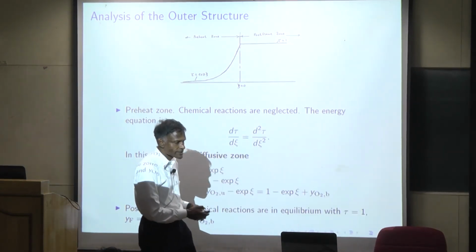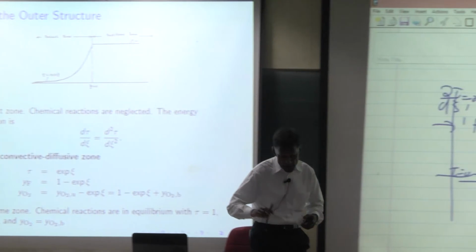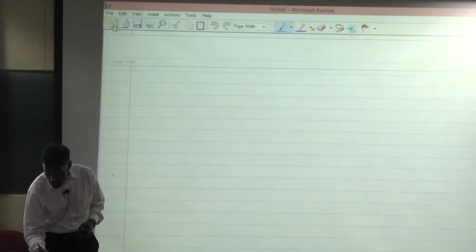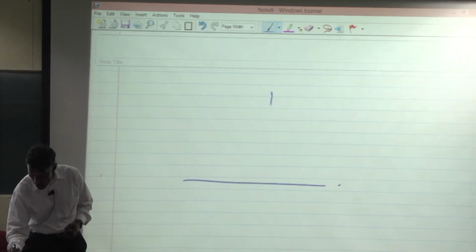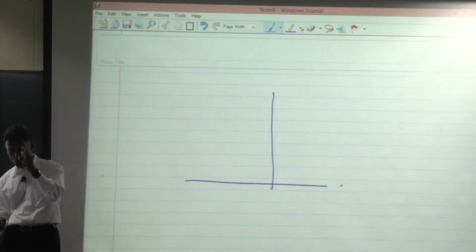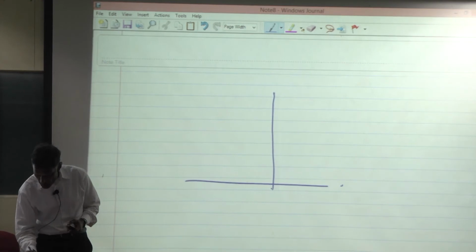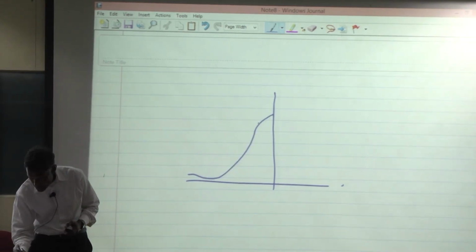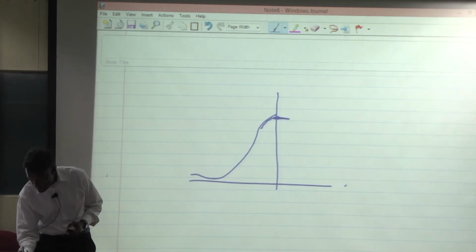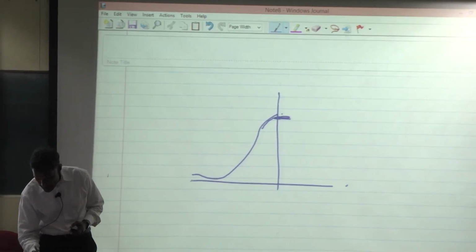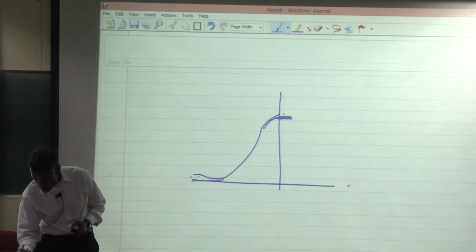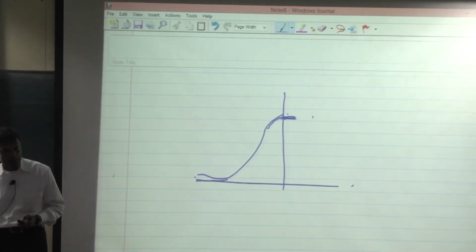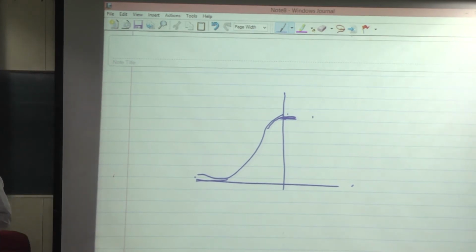Basically, as far as the outer zone is concerned, the reaction zone is very thin. The temperature profile is 0 over here and 1 over here, and the reaction zone is asymptotically thin. That's the outer zone analysis.